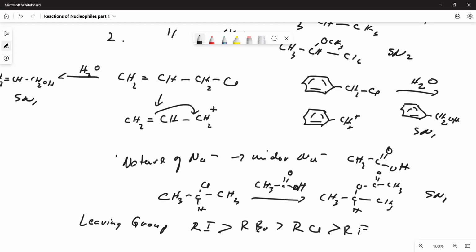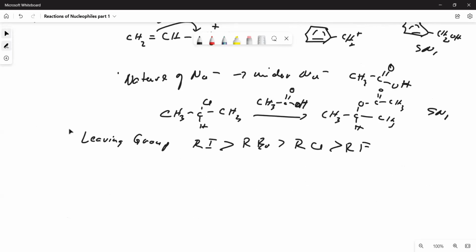Because for an SN1 reaction, the solvent is part of the reaction. Okay. So protic and aprotic solvents greatly affect an SN2 reaction, but not much for SN1. Okay, and you have to be very careful with SN1 reactions because they will undergo rearrangement.